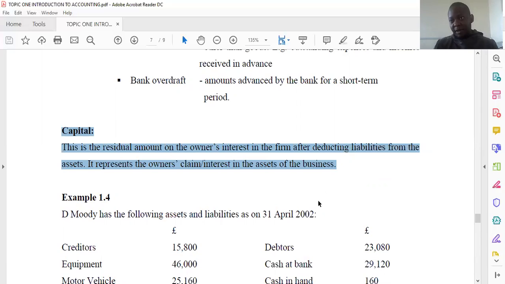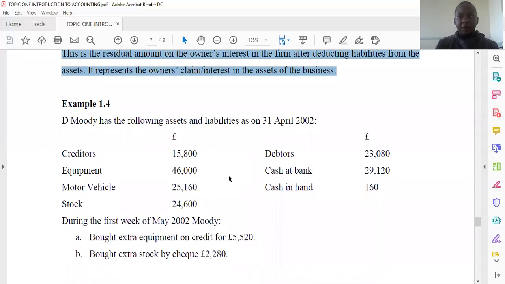The claim by the owners of the business is capital. The claim by the non-owners of the business is liabilities. I hope you are together there. Then you have another look at an example there to illustrate the concept of the balance sheet equation.